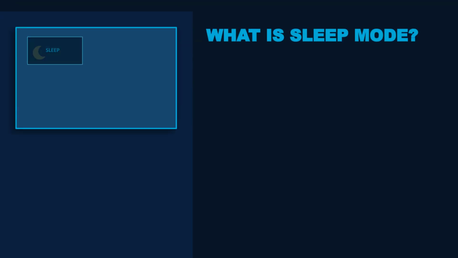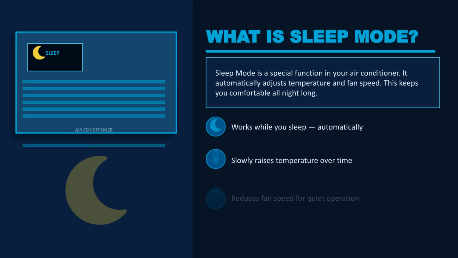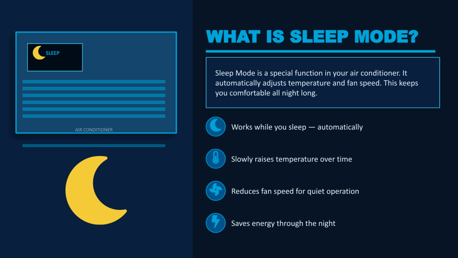Let's begin. Sleep mode is a built-in function that automatically adjusts the temperature and fan speed while you sleep. It slowly raises the room temperature over time, keeps the operation quiet, and ultimately saves energy throughout the night.